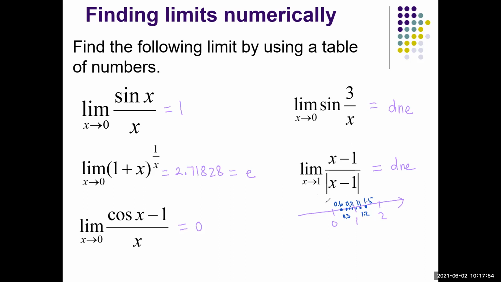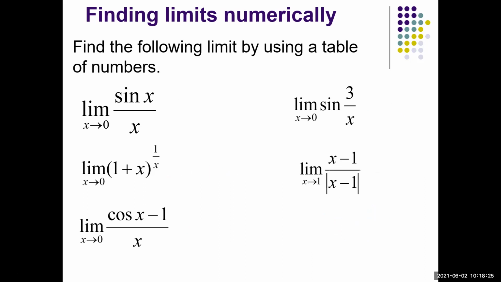And then when you plug in these values, you should see that from the left side of 1 it's getting closer and closer to something. In fact, I think it's going to be -1 on the left. And then you see it actually approaches 1 on the right. The left and right do not match, and so the answer is that the limit does not exist, right?